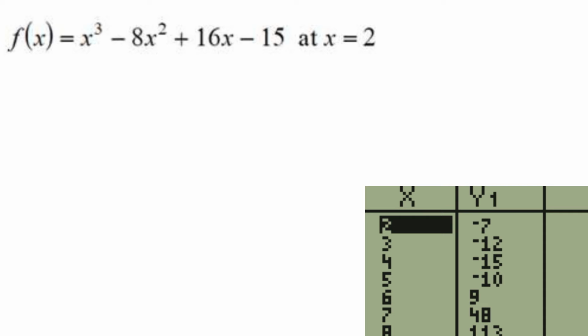When someone tells me f of x equals x cubed minus 8x squared plus 16x minus 15 at x equal to 2, what are they asking me to do? Not solve, but to plug in, right?